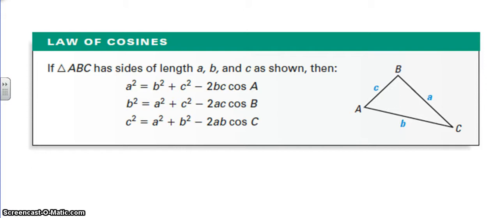This is the law of cosines. If triangle ABC has sides of lengths A, B, and C as shown, then A squared is equal to B squared plus C squared minus 2BC cosine A. And then these two formulas are actually just the same one. They're just switching the variables around. You have one side squared is equal to the second side squared plus the third side squared minus 2 times the second side times the third side times the cosine of the angle that's opposite this.